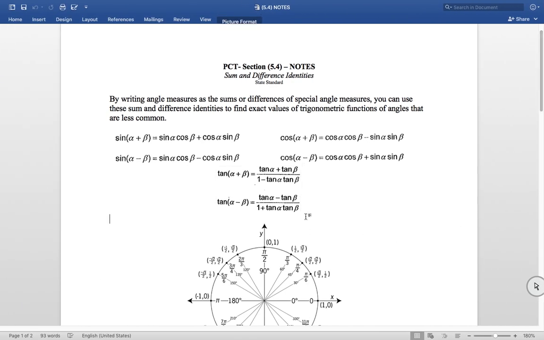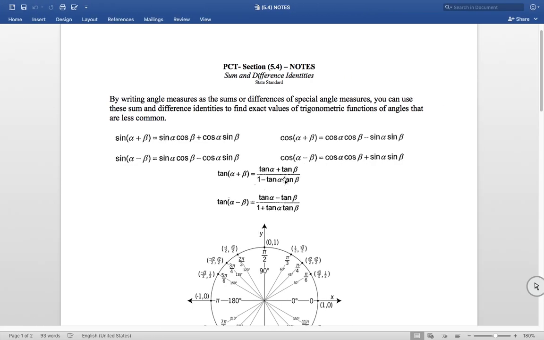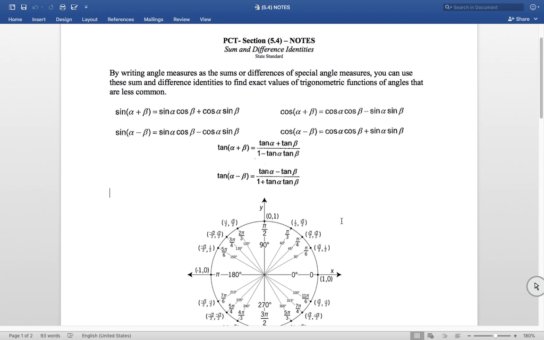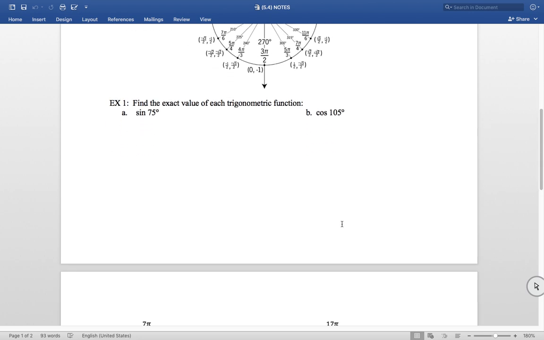Now, if you want to know the backstory of how these came about and why they are actually true, in your textbook, page 336, the authors do a nice job of developing this with the unit circle. It involves chords, it involves the distance theorem, and they just plow through it. It's quite fascinating, actually. I'm not going to take the time to share the backstory with you. We're just going to trust that they work and really just get some work in with them this year, okay?